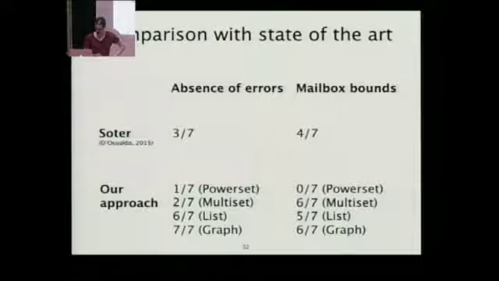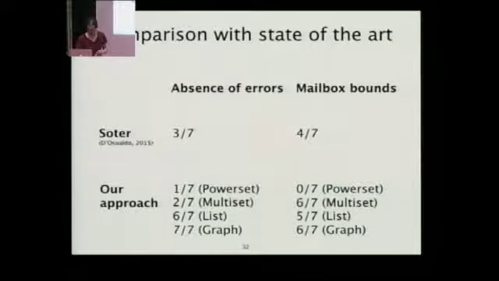We also compare with the state of the art. Meuter is a tool to verify errors in Erlang programs and mailbox bounds. And we run our tool as well with the different abstractions to try to verify a number of benchmarks on the absence of errors and with the mailbox bounds. We can see that, for example, on absence of errors, we can verify all the benchmarks with the graph abstraction. And with the mailbox bounds, we can verify almost all of them.